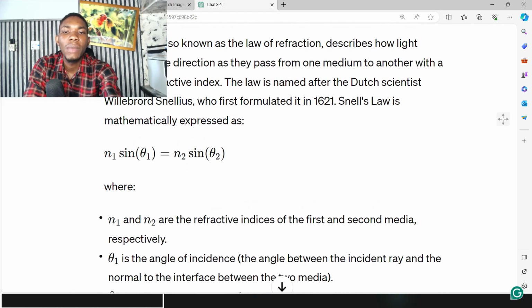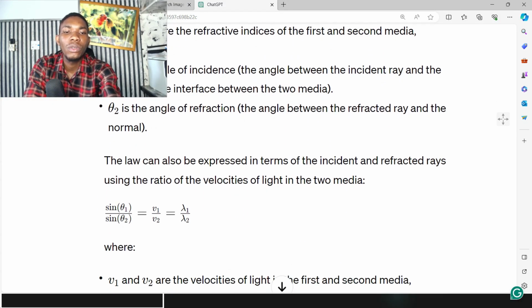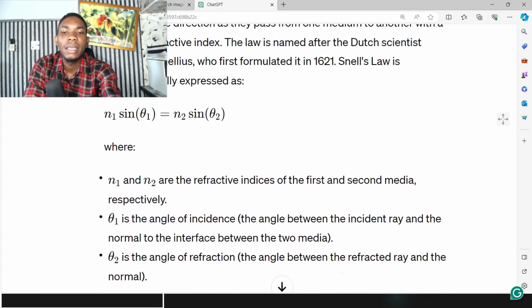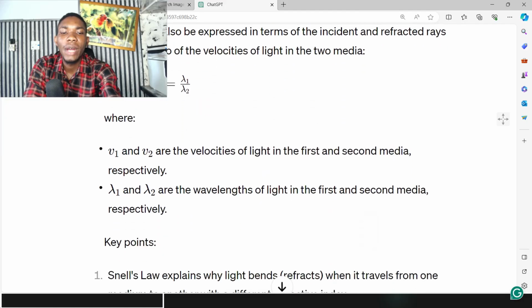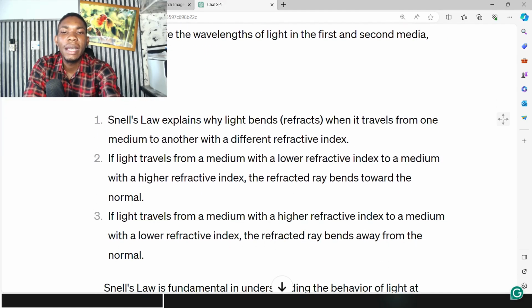Snell's law is mathematically expressed as this. I've stated the law to you, so if you want to write all this plenty grammar here, you can decide to write it, but that is not what Snell's law is. Now, these are the key points. Snell's law explains why light bends when it travels from one medium to another with a different refractive index.